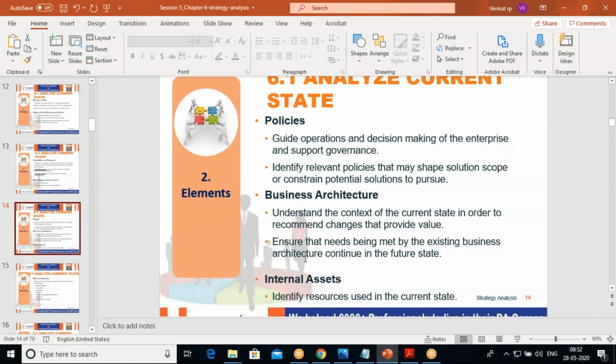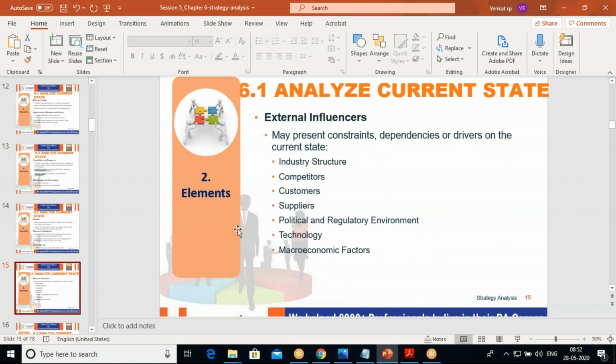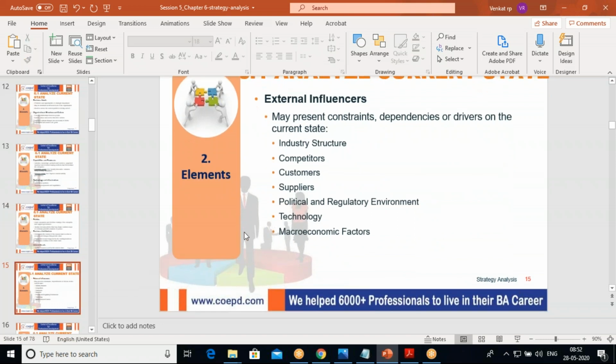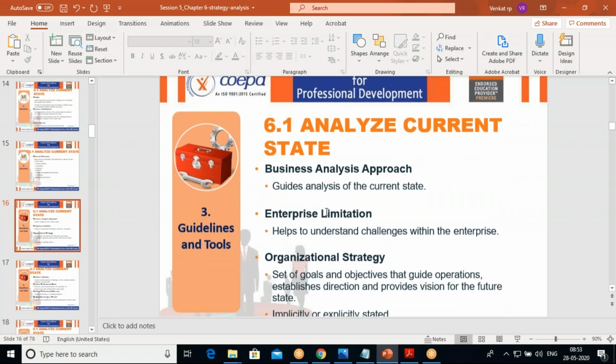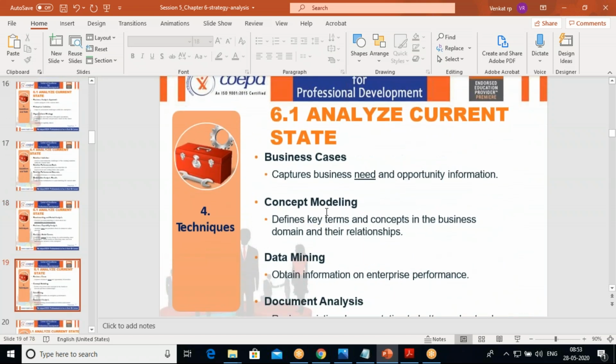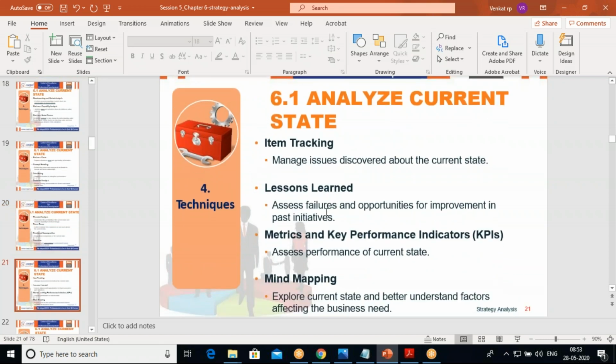Okay. And then you have to identify the internal assets, what is being used, and who the external influences are. External influences would be the competitors, customers, suppliers, political and regulatory environments, technology, and microeconomic factors. There are so many parameters, so we have to identify all these influences. Okay. Once you work on these 8 elements, you have to go through each and every point and understand it, and then look into the output. What is the output we are going to produce here?